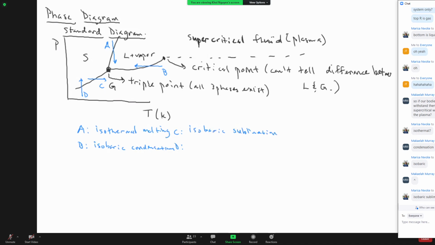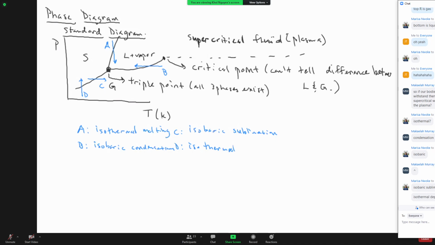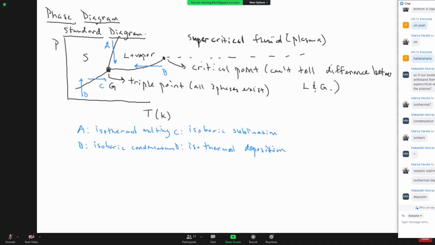And D, last but not least, we know this is an isotherm. Going from a gas to a solid. Isothermal what? Deposition. Excellent. Good stuff, guys. All right. So that's your standard phase change diagram. Let's look at the one that's weird.